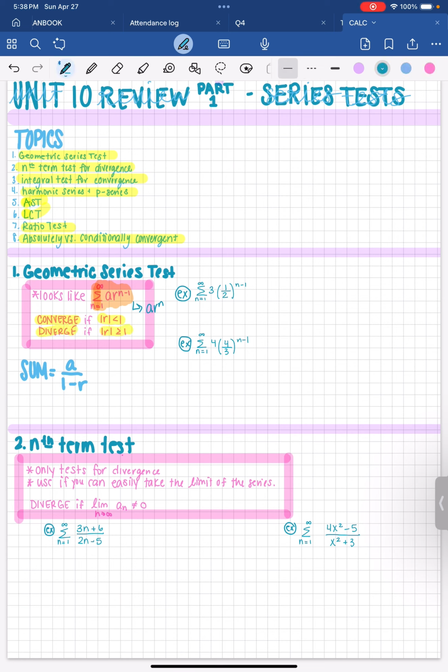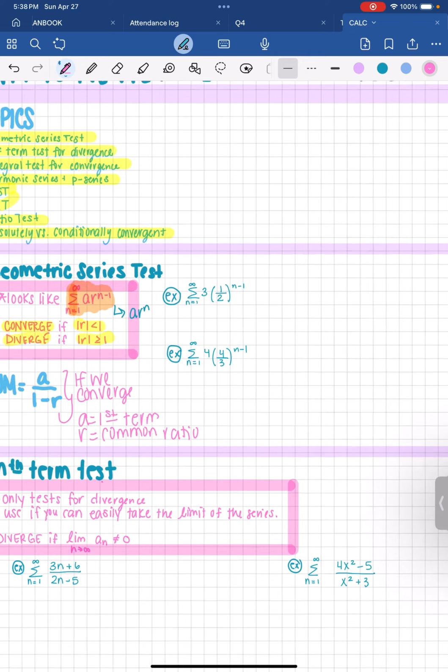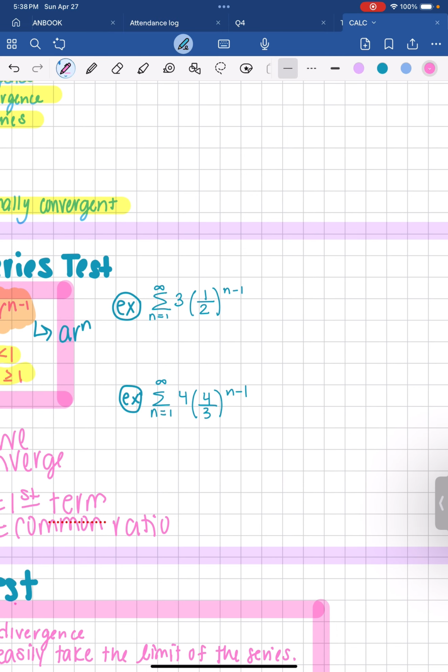If we converge, we can find the sum of the series. A stands for the first term in the series, and r is the common ratio. Okay? So we're going to look at two examples that I have here. For the first example, this looks just like a geometric series, a r to the n minus 1. r is equal to 1/2. The absolute value of r is less than 1. So we're going to converge by the geometric series test.